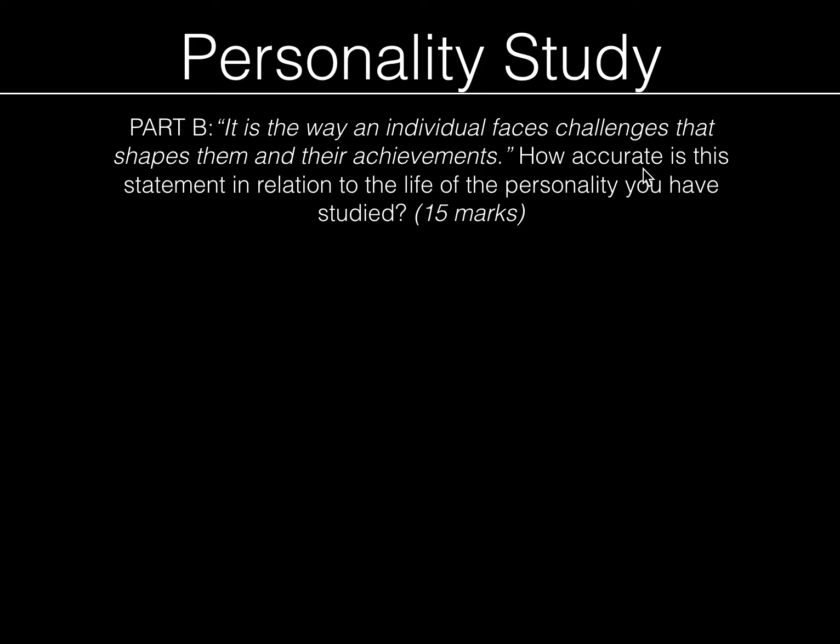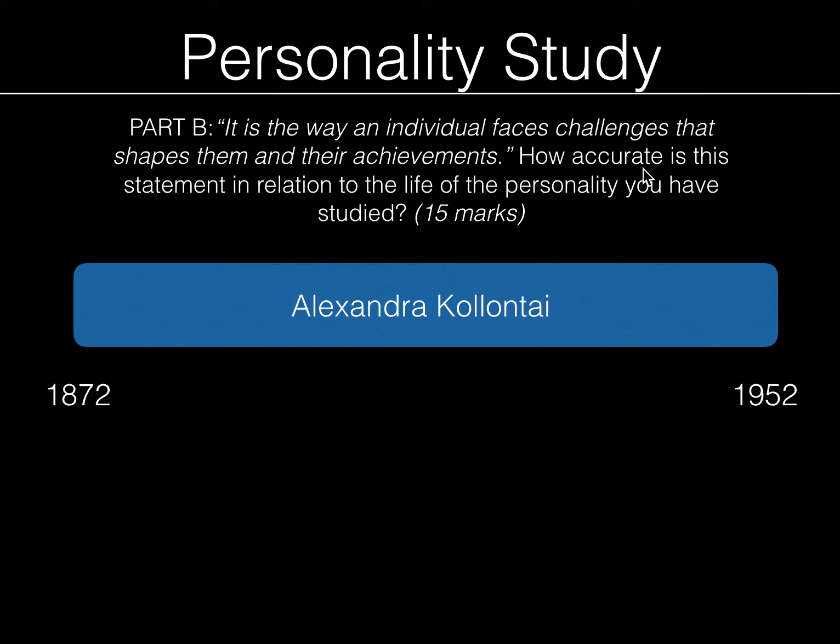So when you're reviewing this and you're practicing these kinds of questions, make sure you think about how the quote might apply to different parts of her life. So for example, if we take her life, which is 1872 to 1952, that's the general sweep of her life, she's born here, dies here, then we might be able to think of some different features of her life.